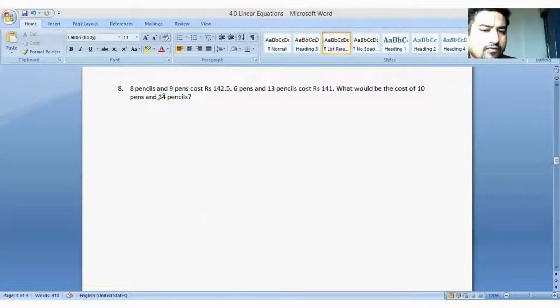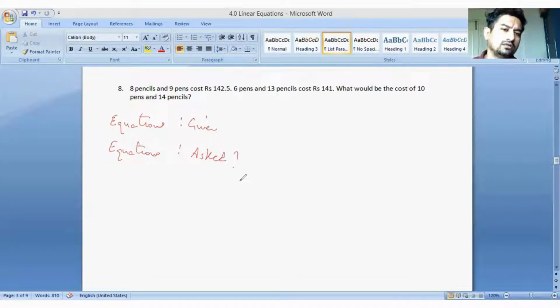Same way, when you have been given equations and they've asked you equations, right? Equations given, equations asked, you will never have to solve a question. I remember this. Whenever they've asked you an equation and they've given you an equation, you will never have to solve the equation, right? Let's understand this.